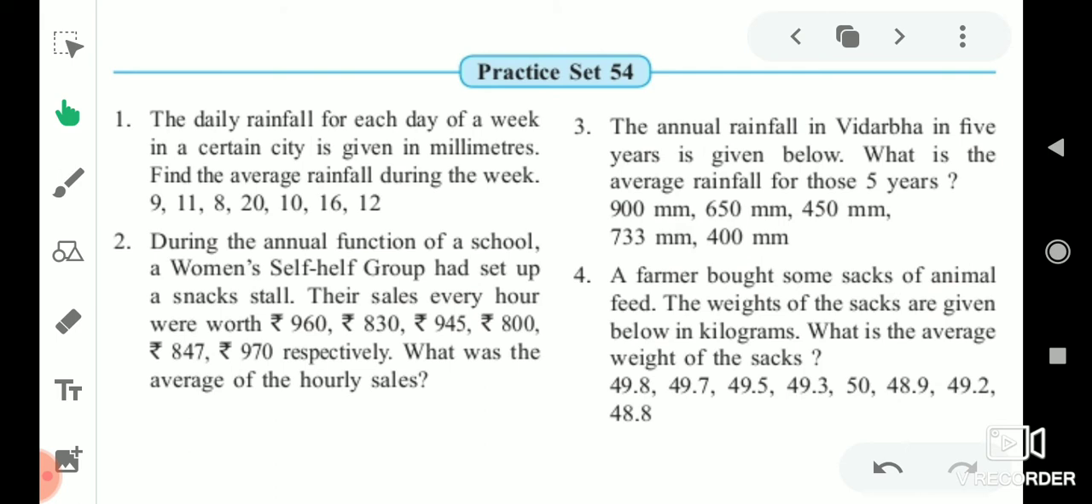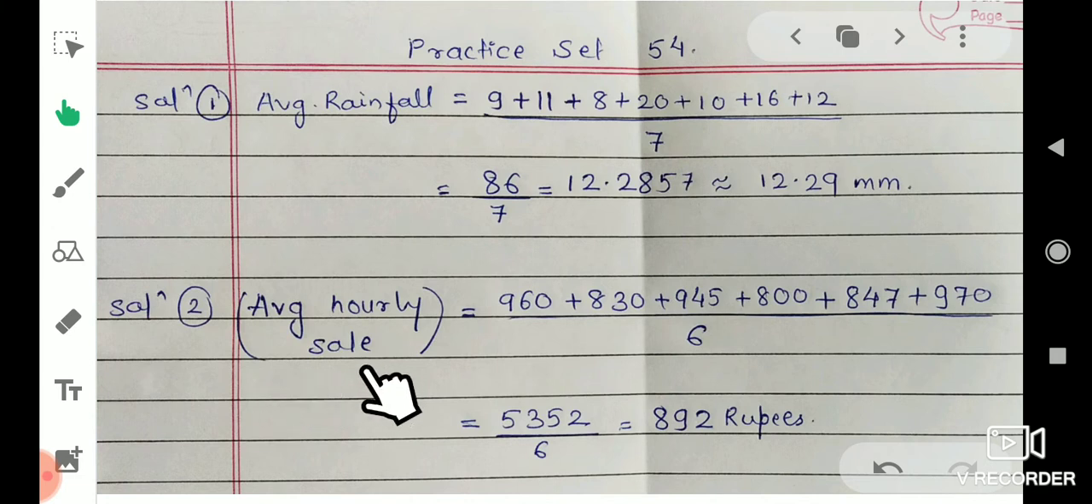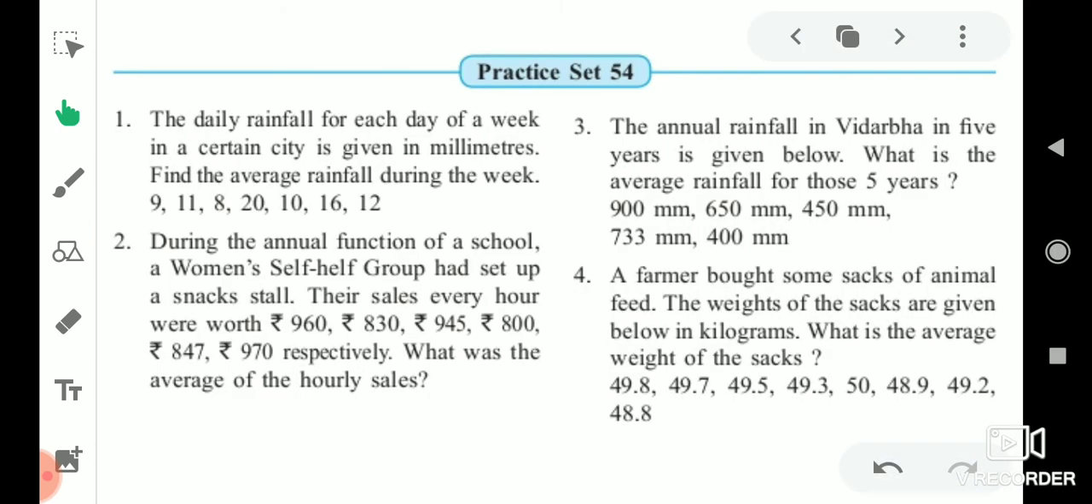So average sale will be, we will simply add all this value divided by total number of values. See this solution. Average hourly sale, that is sum of all the values divided by total number of values is 1, 2, 3, 4, 5, 6, that is 6. So 5352 divided by 6, that is 892 rupees. Therefore the average hourly sale of the snack stall is 892 rupees.